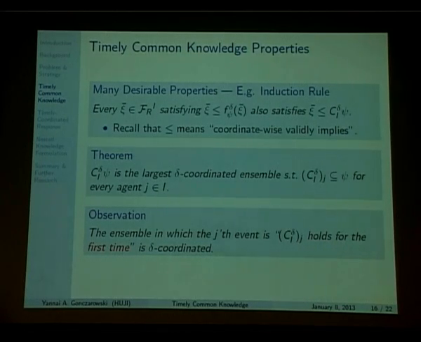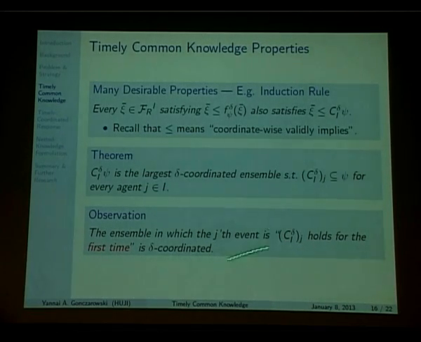And it is the largest, having all these properties, which will relate to optimality later. Finally, an observation. Since we don't want the robots to wash forever, we want them to start washing and end washing, we can also look at the ensemble in which the jth coordinate is the jth coordinate of timely common knowledge holding for the first time. Meaning that if in a certain run the coordinate of robot L in timely common knowledge holds from time 10 onwards, then in this ensemble, the event will only be time 10 in that run. So this is also delta coordinated.